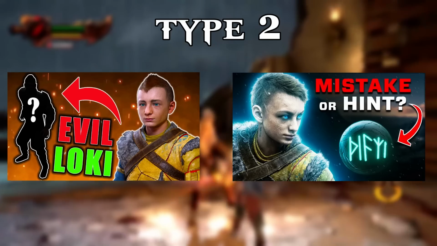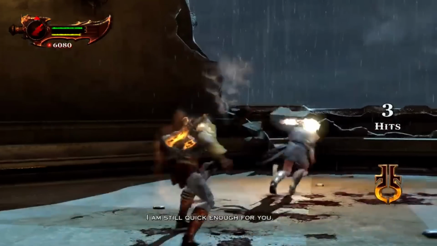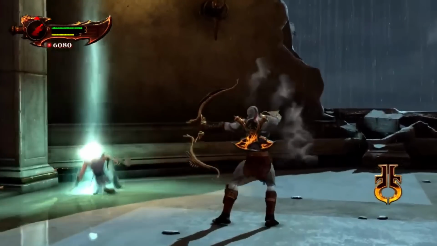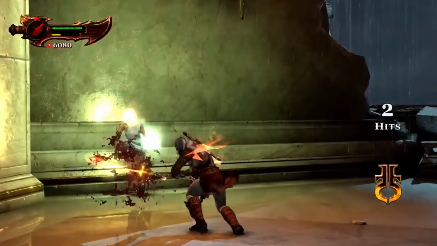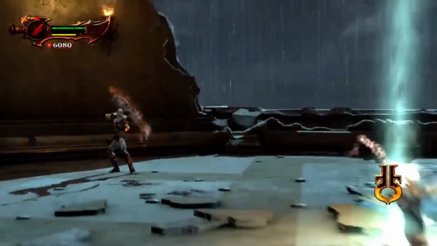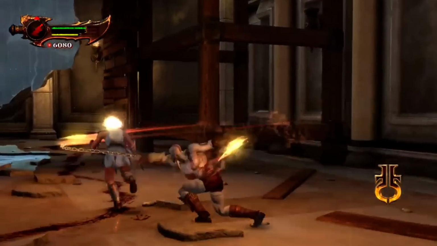But there's another type of theory, a type that I like to call crunching the numbers. These are theories that start with a question, wouldn't it be interesting if A happened in the sequel? From here, all I have to do is crunch the numbers to see if it's even possible. In my experience, these are the theories most people dislike, because no one is asking these questions aside from me, and often they come across as me reaching.